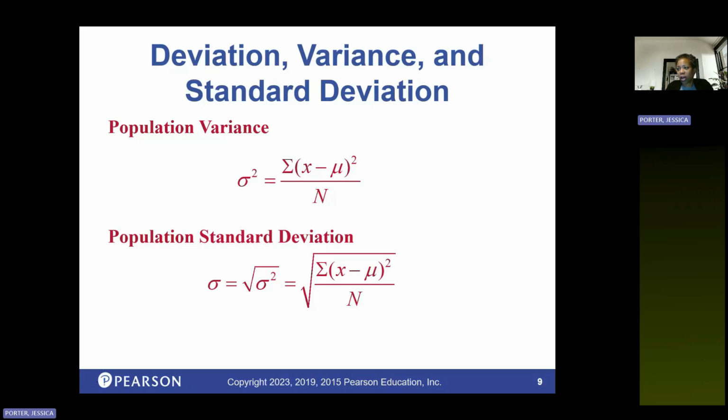So we have something called the population variance. How does the population vary? And then this population standard deviation is going to be the square root of the population variance. And these are the two formulas. Notice I have the summation of all of the deviations squared. And I'm going to show you a table of what this looks like so you're aware.